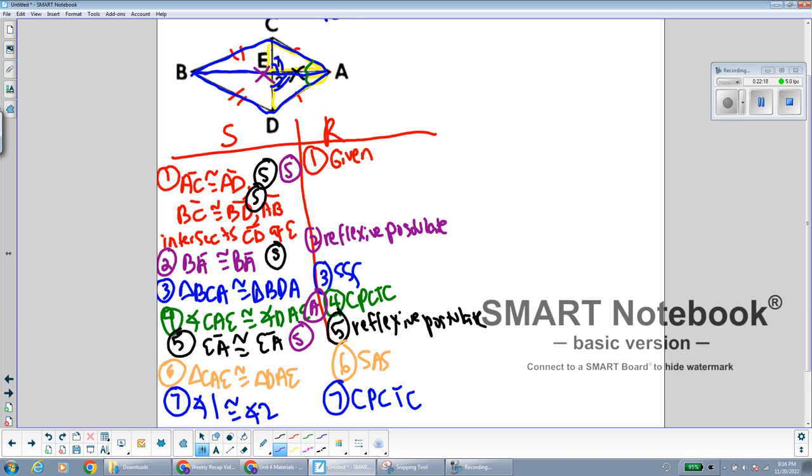Sometimes the triangles that you're interested in, you won't be able to prove congruent right away. So you'll have to prove a different pair of triangles congruent so that you can use CPCTC to get more information about the triangles that you're actually interested in.